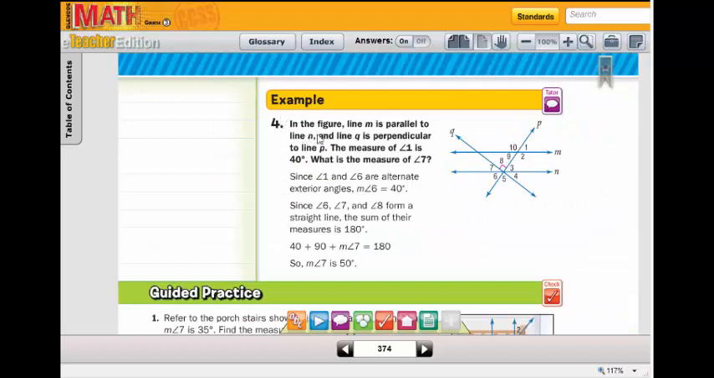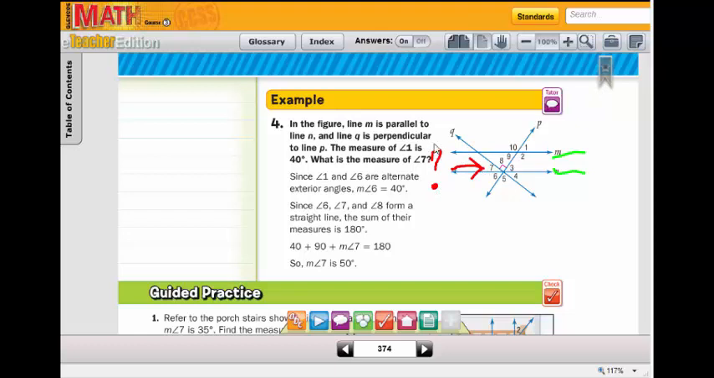Problem number 4. In the figure, line M is parallel to line N. So these two lines are parallel to each other. Line Q is perpendicular to P. So these two are perpendicular, and right here is the easiest way to notice that because we have our right angle there. And it says, what is the measure of angle 7? So let's back this out. This right here is what we're looking for. So we'll put a question mark there.